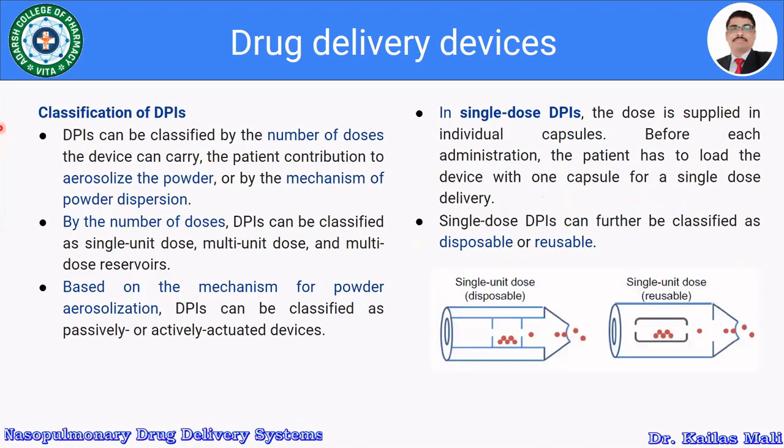Let us see the classification of DPIs. DPIs can be classified by the number of doses the device can carry, the patient contribution to aerosolize the powder, or by the mechanism of powder dispersion. By number of doses, DPIs can be classified as single unit dose, multiple unit dose, and multi-dose reservoir. Based on the mechanism for powder aerosolization, DPIs can be classified as passively or actively actuated devices.